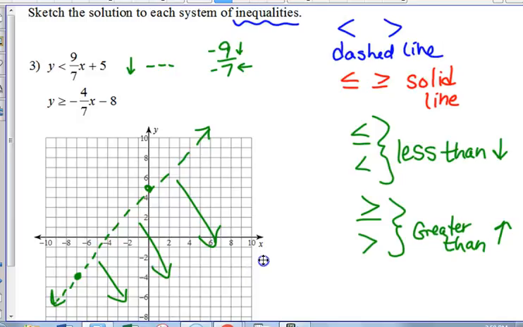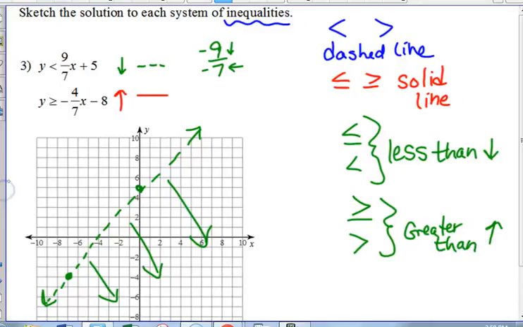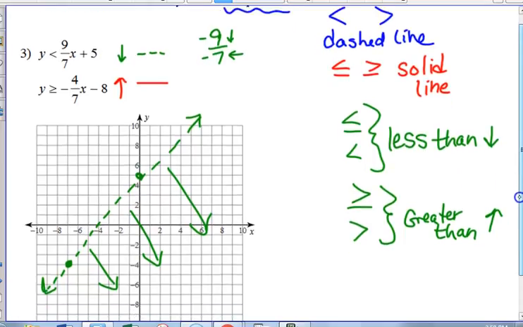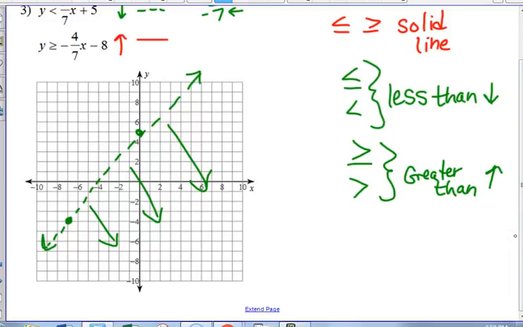All right, the other line has an or equal to, so it's going to be a solid line, and it has a greater than, so we're going to shade above. That didn't work. Trying to scroll down. There we go. So down at -8, I can't go down 4 and over 7, so how can I do that slope?